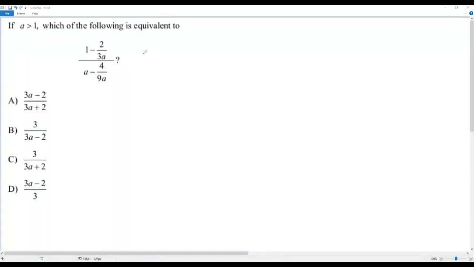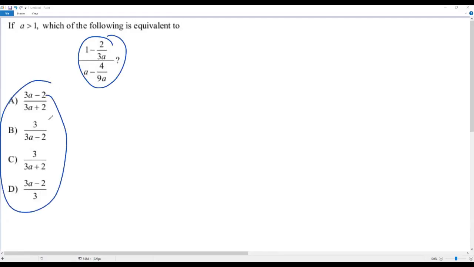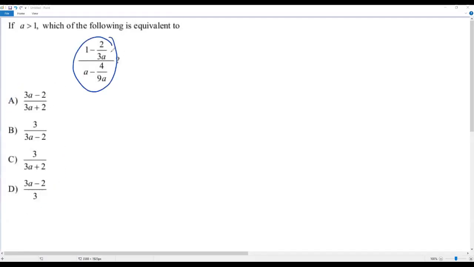Here we have a SAT math problem. Okay, let's go to the question. If a is greater than 1, which of the following is equivalent to this? That is, in the given answer choices, we have to get the expression that is equivalent to the expression we have over here. It's very simple. We have to simplify the given expression over here.